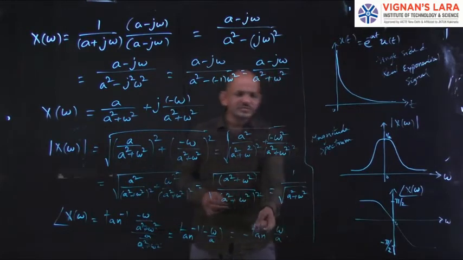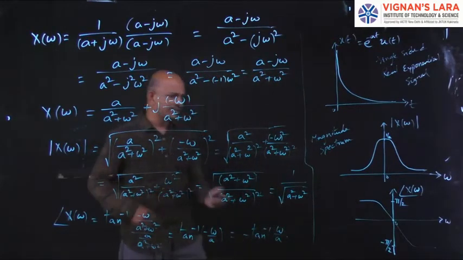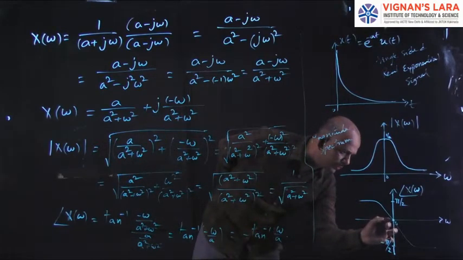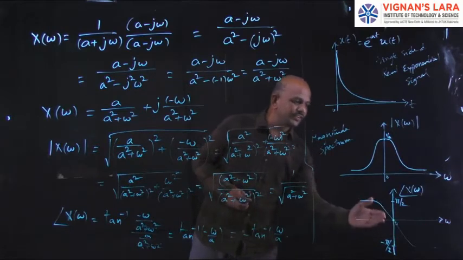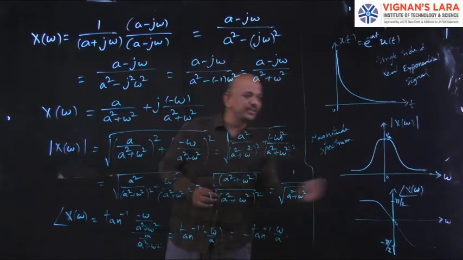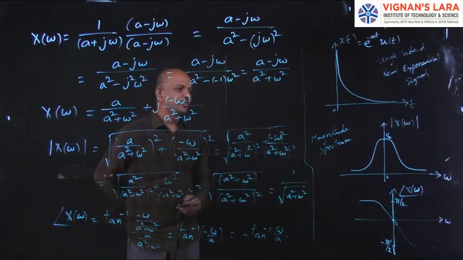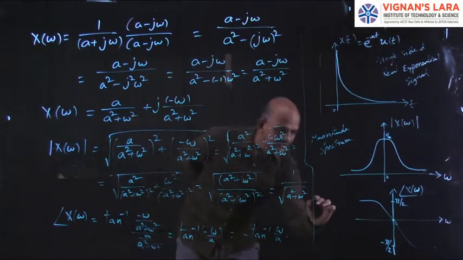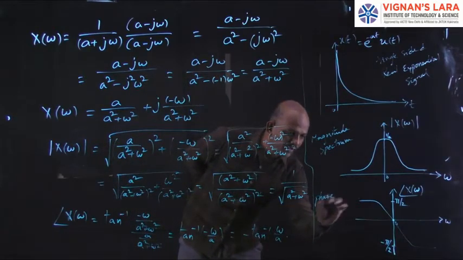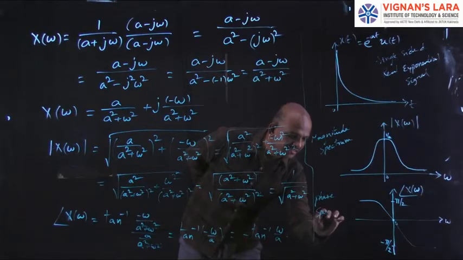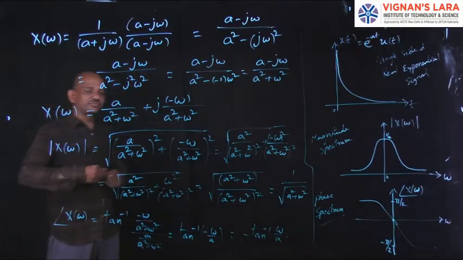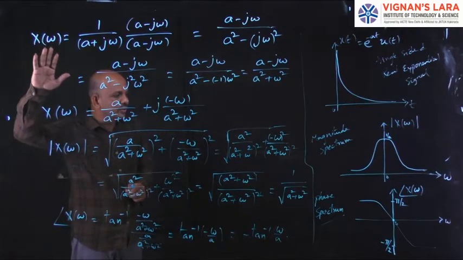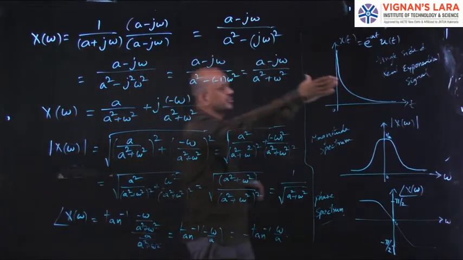See, if omega equals 0, tan inverse of 0 is nothing but 0. Hence the point is here. For different values of omega on the positive side, and for different values of omega on the negative side, the shape will be like this. So this is the phase spectrum.